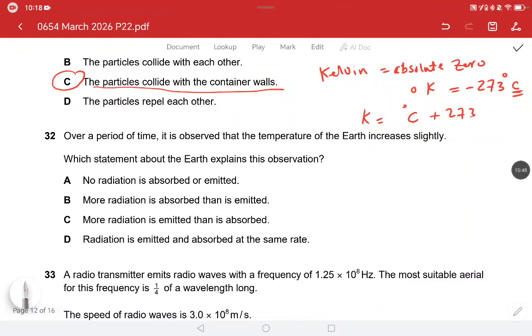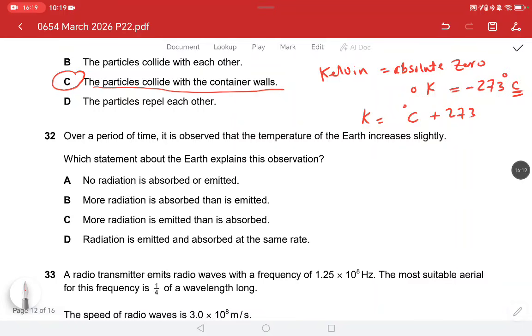Again, increasing temperature. What will happen if you increase temperature? It means particles will have more kinetic energy. So particles move faster, and they will have more collisions and high pressure, if you have a fixed or constant volume. Okay. Question 32. Over a period of time, it's observed that the temperature of Earth increases slightly.